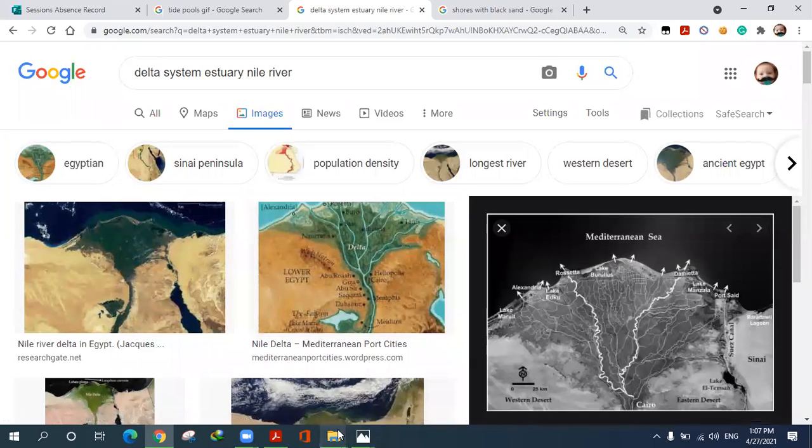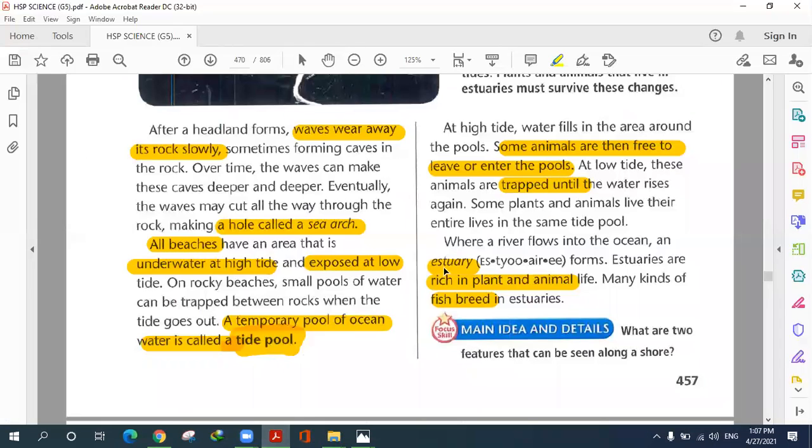Let me show it to you here. I'm highlighting it for you guys. Can you see it? Estuary. For example, here it's pronounced without any ch sound in it. So what is an estuary again? It's where a river flows into the ocean.